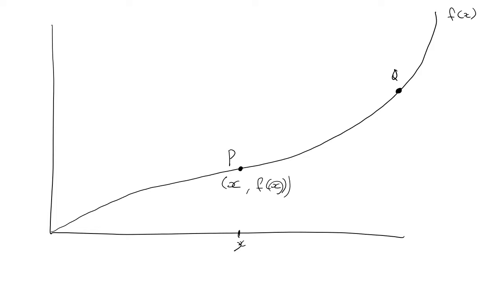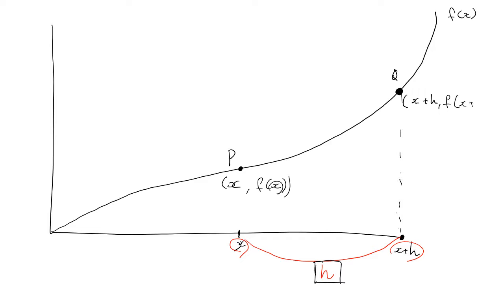Now, for the x coordinate of Q, we can write that as x plus h. So now that x coordinate will be here. And obviously the distance between x and x plus h is h. That's what we're changing the x coordinate by. Okay, so obviously the y coordinate would then be f(x plus h).